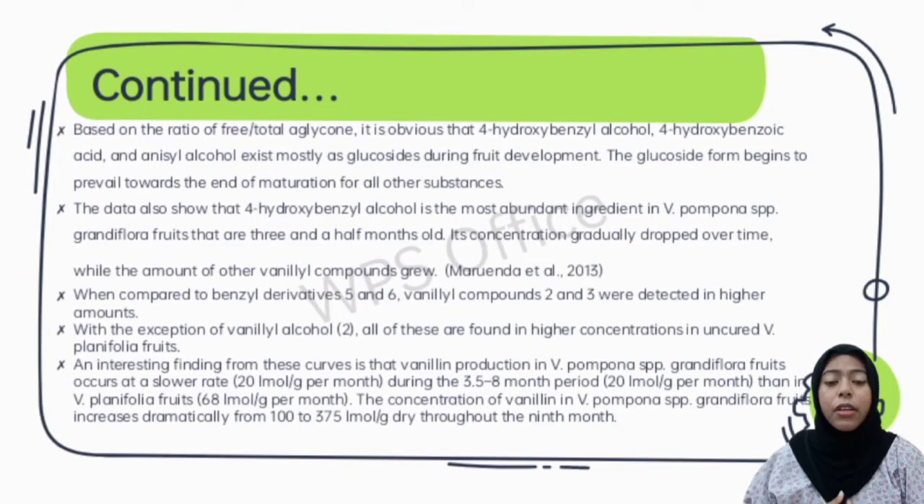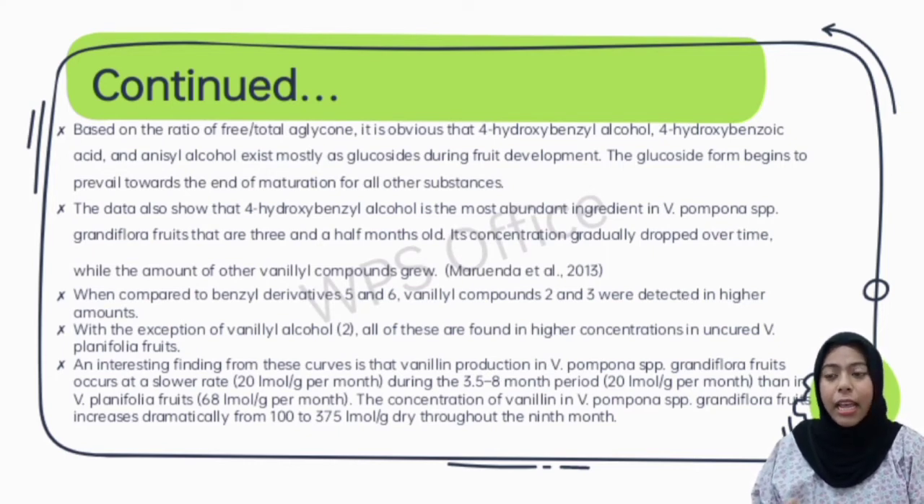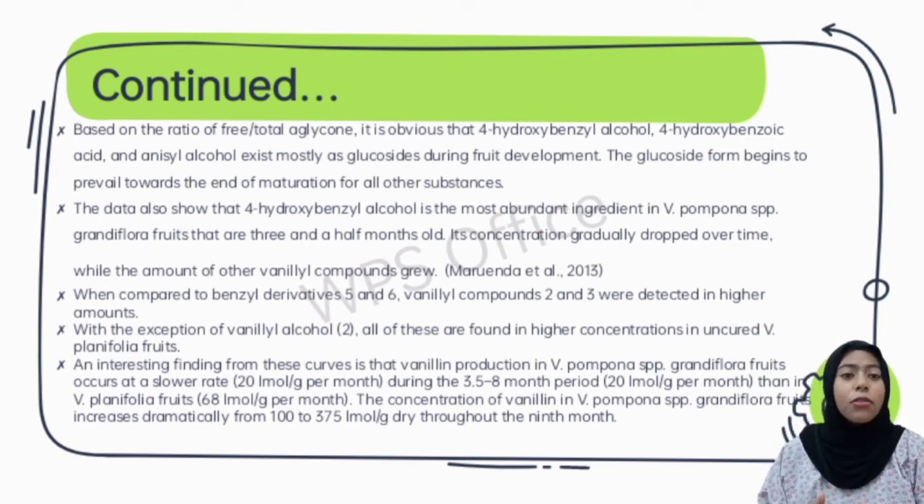Based on the ratio of free to total aglycon, it is obvious that 4-hydroxybenzyl alcohol, 4-hydroxybenzoic acid, and anisyl alcohol exist mostly as glucosides in fruit development. This glucoside form begins to prevail towards the end of the maturation of the fruit. The data also shows that 4-hydroxybenzyl alcohol is the most abundant ingredient in V. pompona grandiflora fruits that are 3.5 months old. Its concentration will gradually drop while the other compounds increase.